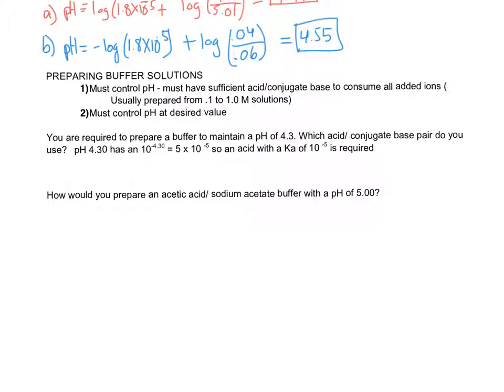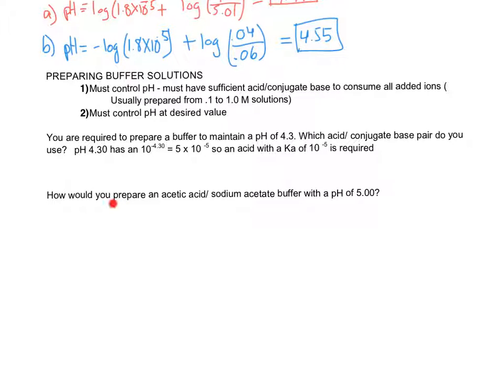And I want to pick my weak acid to have a Ka value that's something times 10 to the negative fifth. You want your weak acid in your buffer to have a Ka value as close as possible to the desired H plus concentration. So let's actually do a problem.